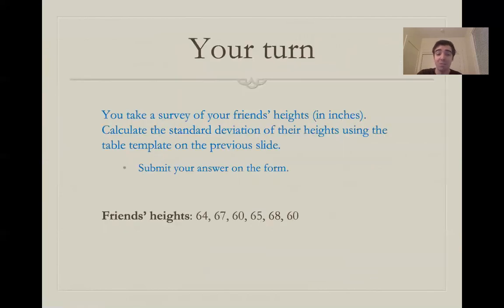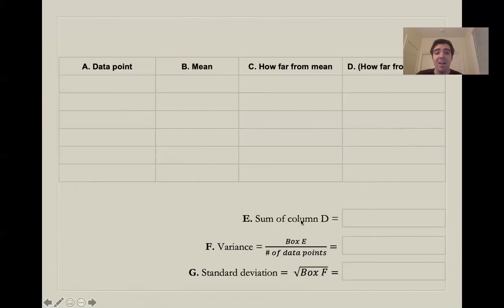Let's say that you take a survey of your friends' heights in inches. Calculate the standard deviation of their heights using the table template on the previous slide. So go ahead and pause the video, use these 6 data points, and use this table here to find out what their standard deviation is.